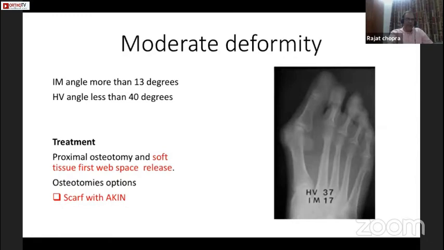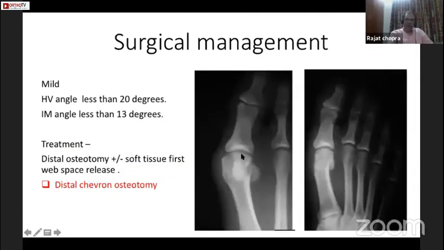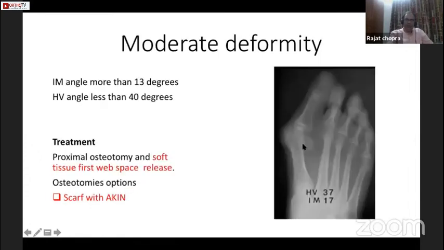But if it is a moderate case, that means your hallux valgus angle is around 37 and intermetatarsal around 17, so distal chevron osteotomy will not work. Plus this joint is incongruent. If I go back, you see the joint over here was congruent, so you don't have to worry that much in that case. But in this case, you have to bring the joint back and make it congruent, plus the uncovering of the sesamoid, you can see, also has to be covered.